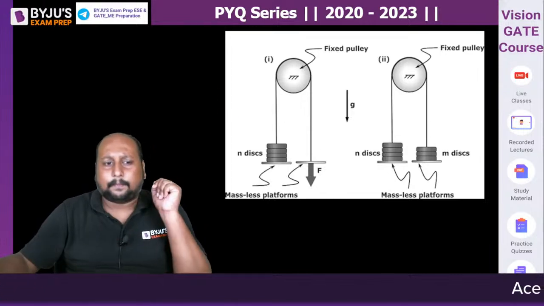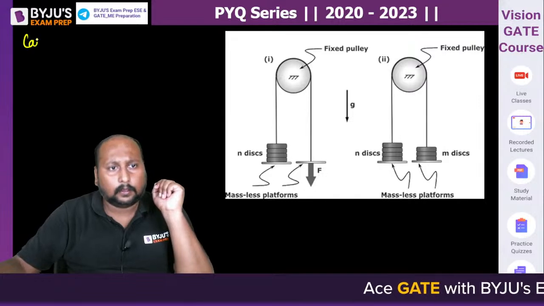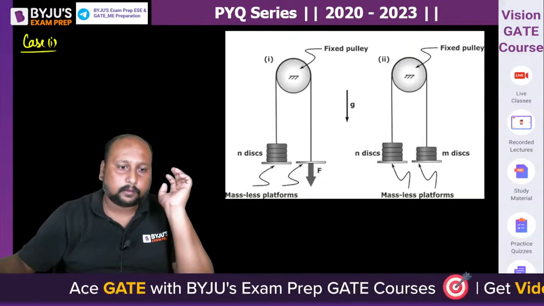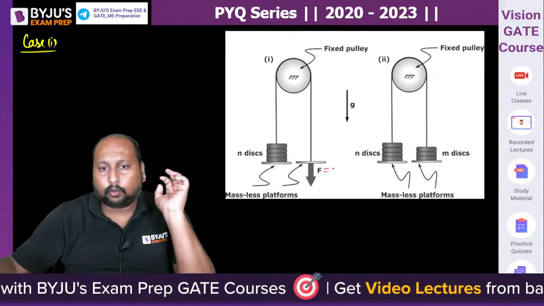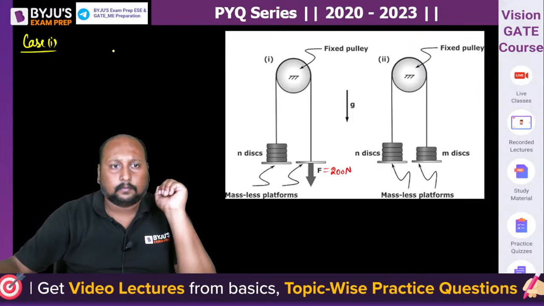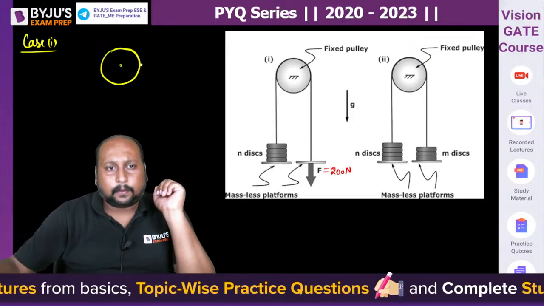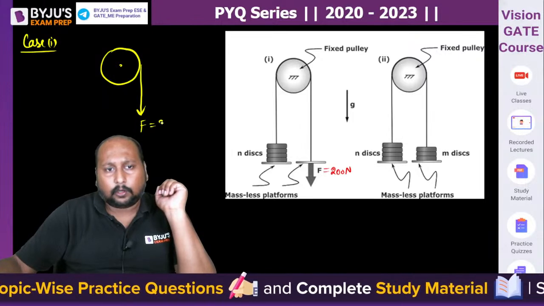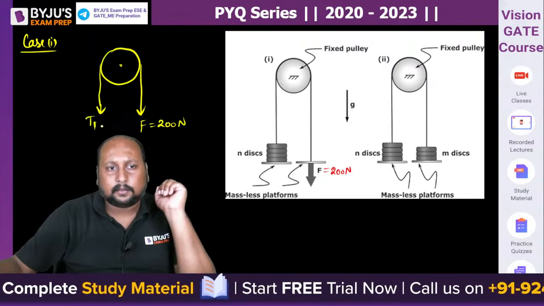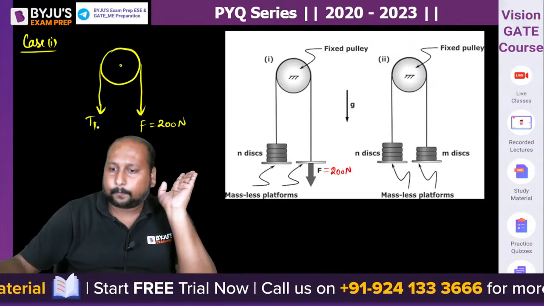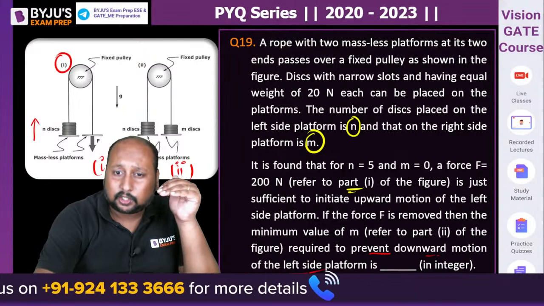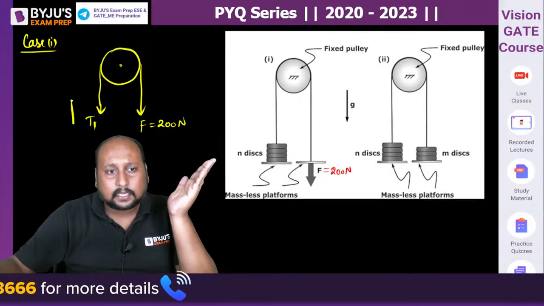Okay, now see, it is simple. First, let us talk about case number 1. Case number 1, when the force F is applied with a magnitude of 200 Newton. It is something like this. This is a pulley. We are applying a force F equal to 200 Newton, and we have a disc. Let's suppose we have a force T1, equal to N into disc. Here the left hand side is just sufficient to initiate the upward motion, so this is moving on the upward side.